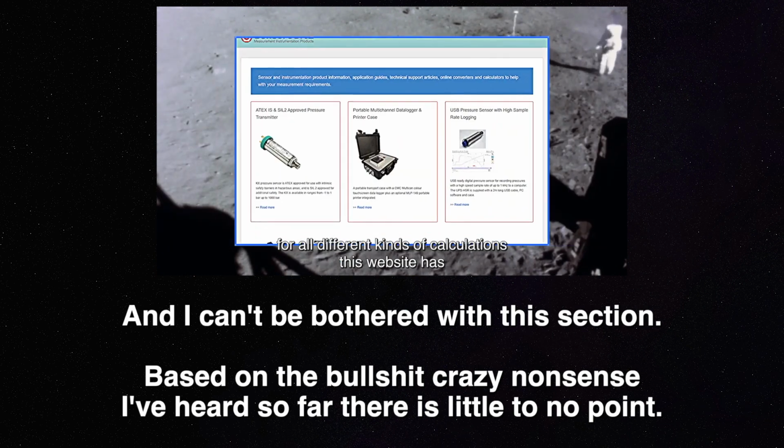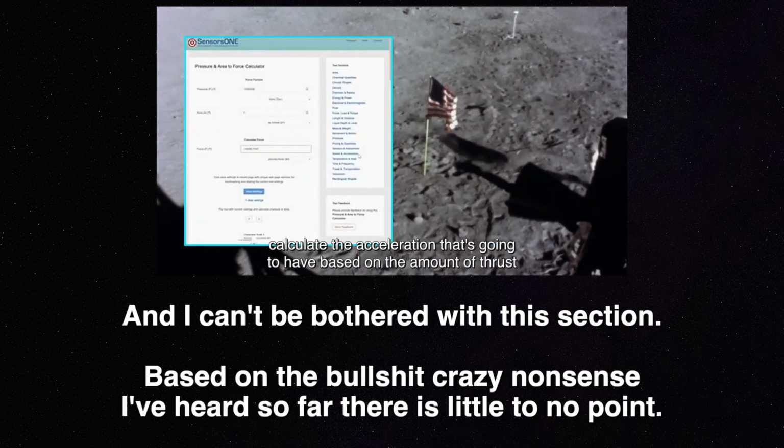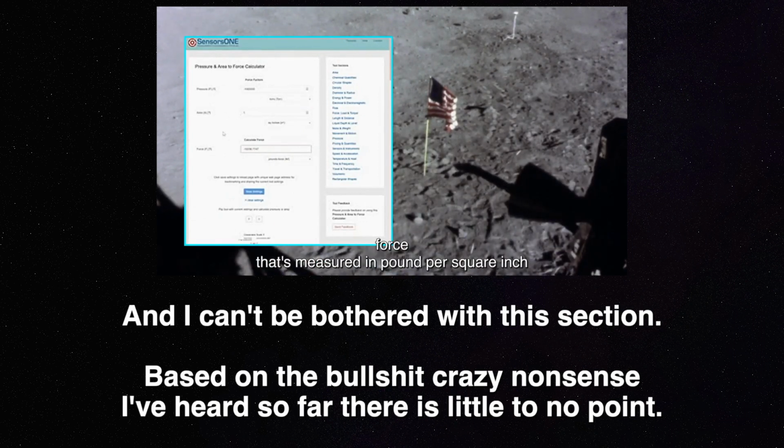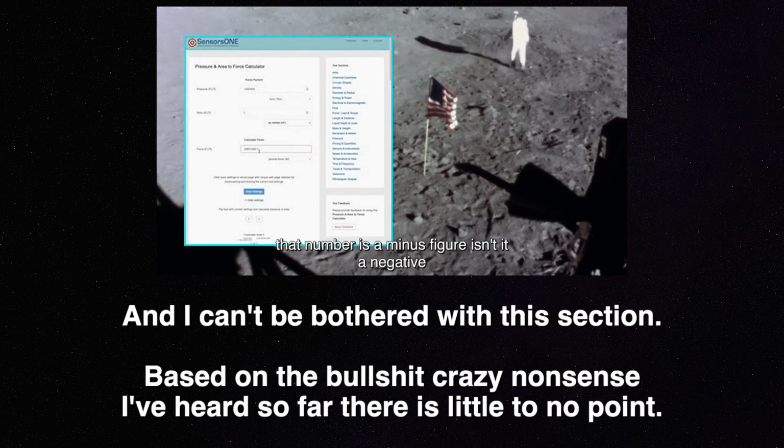This website has all different kinds of calculations. That third column, the calculated force, that's measured in how many square inches, isn't it? Okay, so its area is 1 square inch. If I change that to square meters, then you see how big that number gets. That number is a minus here, isn't it? A negative. Yeah, because the force scale is tens to the minus. So that's a minus. So in effect, there is virtually no pressure exerted outwards.